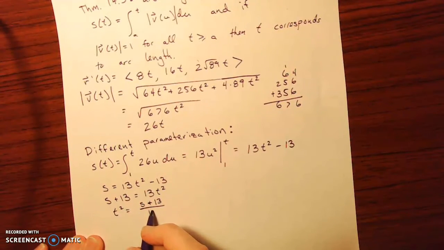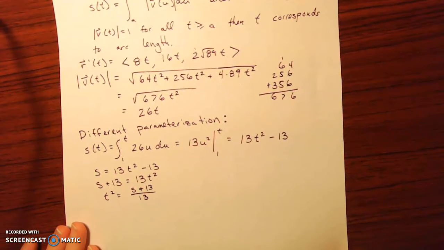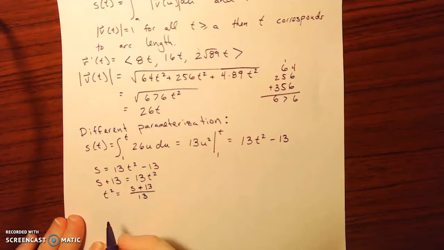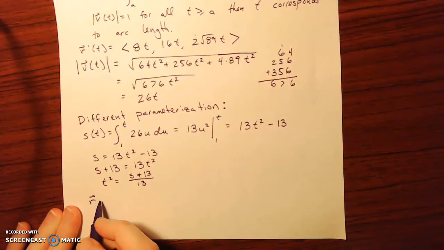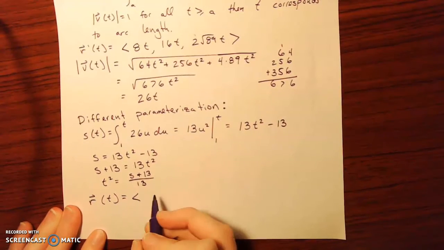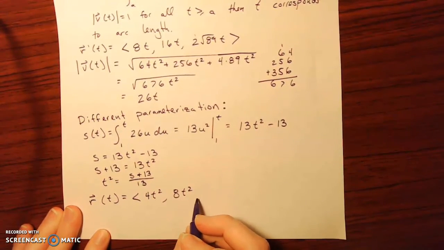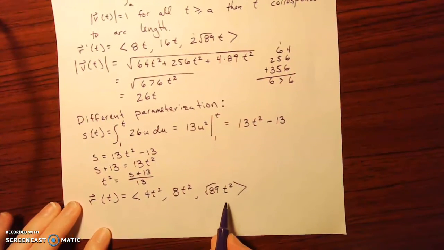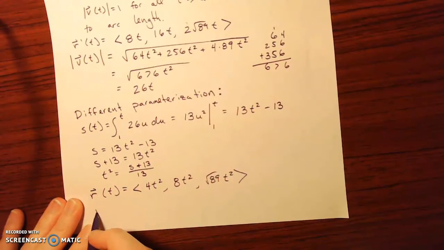Okay, now I don't want to solve for t. I could, but I'm not going to here because then I'd be dealing with a square root. And in this case, I don't need to, because if you look back at our function, which is off the page now, our original function was r of t, the function with components 4t squared, 8t squared, square root of 89t squared. So all of these have a t squared, so it'll make our lives a little bit easier just to substitute this whole expression in for t squared.